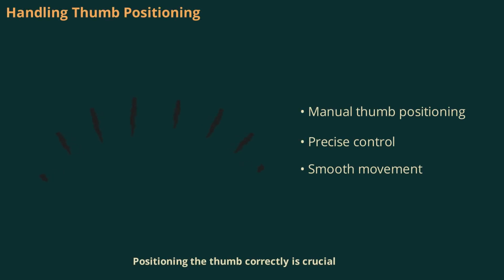Positioning the thumb correctly is crucial, especially when you add custom animations or snapping. Instead of relying on the default positioning, you can calculate the thumb's position manually using the slider's width and the active fraction. This gives you precise control, ensuring the thumb moves smoothly and aligns perfectly with the track, even when the slider has steps or custom ranges.